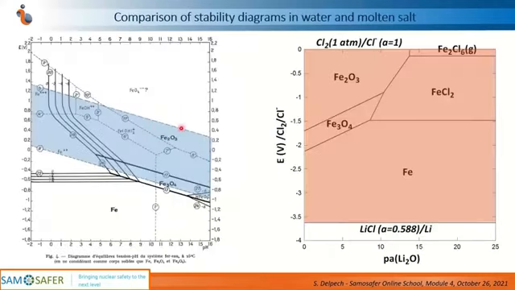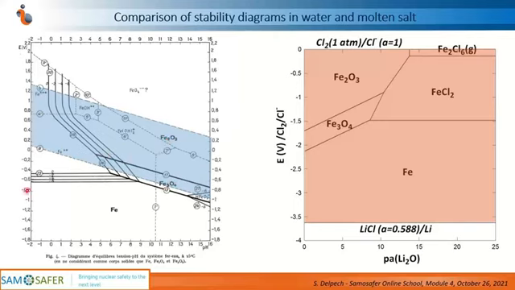We can compare these kinds of diagrams to the classical Pourbaix diagrams, which were constructed by Pourbaix for aqueous solutions. On the left of the slide, we see the diagram of iron in aqueous solution. The water stability is represented on this diagram by the zone colored in blue.